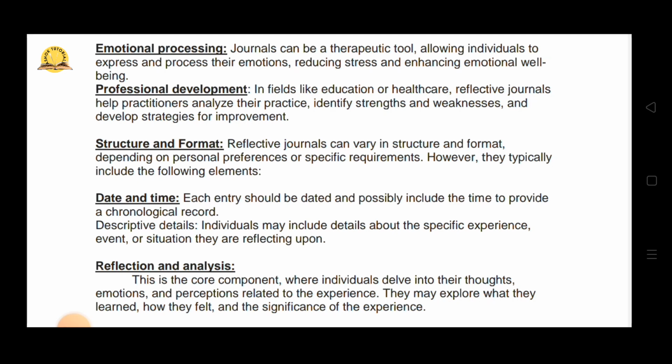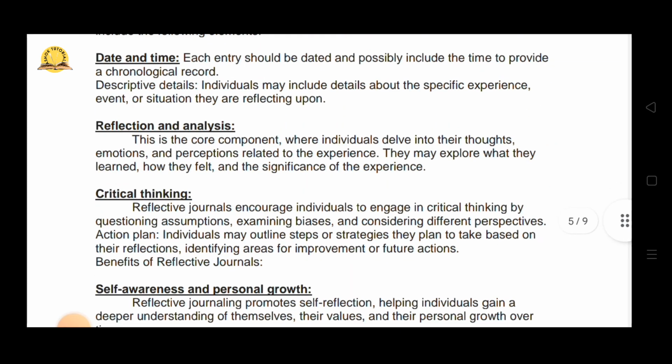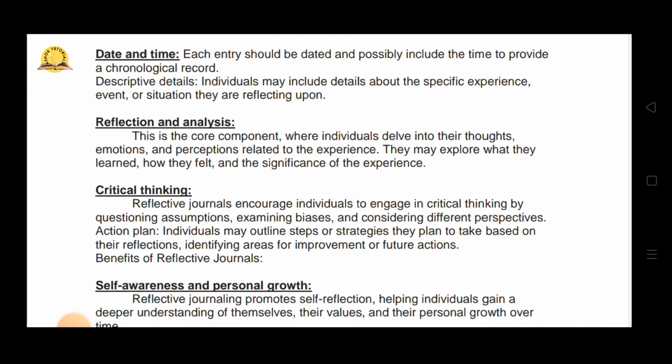So date and time. What are the things which a reflective journal should include? Number one is date and time. Each entry should be dated and possibly include time to provide a chronological record. So the first thing is, we should have the date and time mentioned in the reflective journal, at what time and on which date that particular thing has happened.